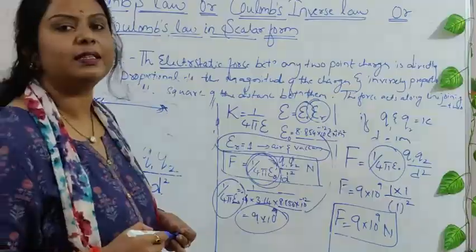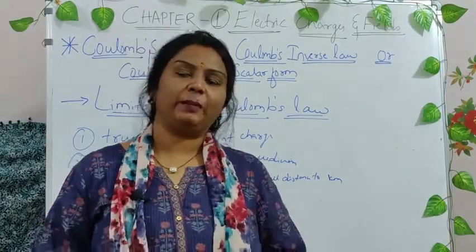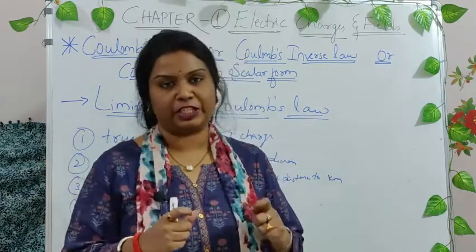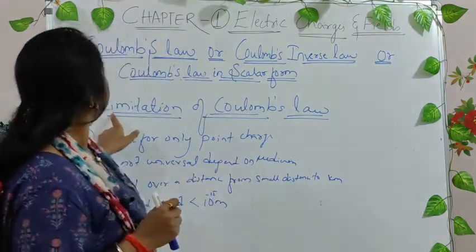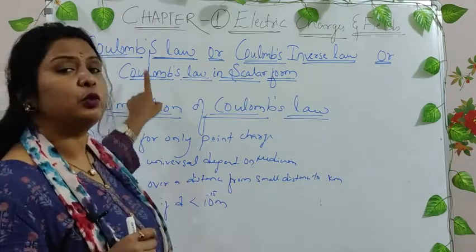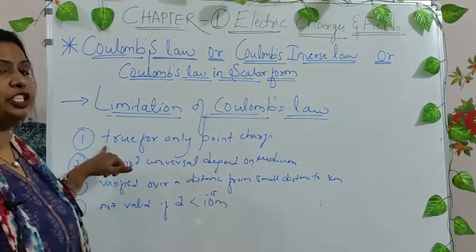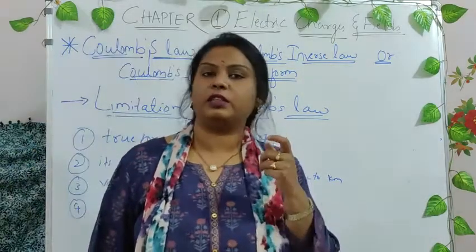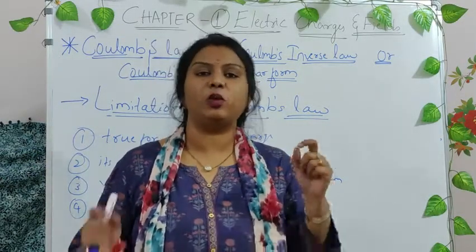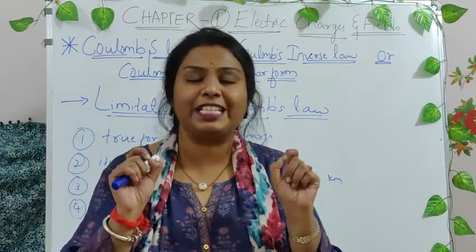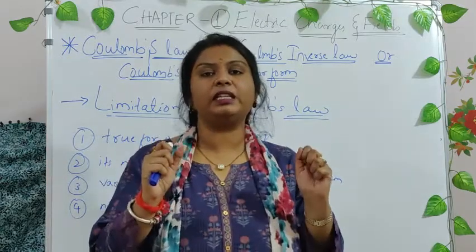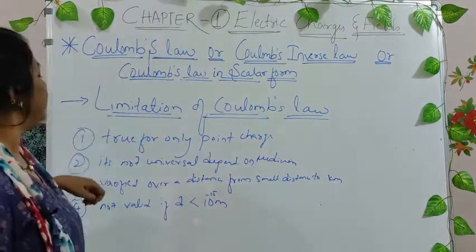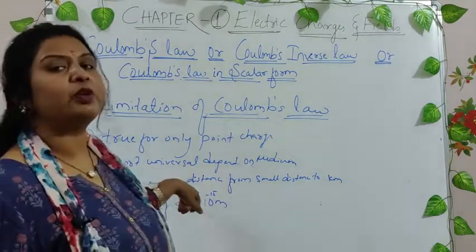Do you understand this? Every law cannot be applied in all aspects. Every law has its own limitations, and we have limitations for Coulomb's law too. What is the first limitation? It is true only for point charges. Coulomb's law can be applied only when you consider two point charges. If the charges are bigger, then Coulomb's law doesn't work there. This is the first limitation. The second is that it is not universal and depends on the medium.